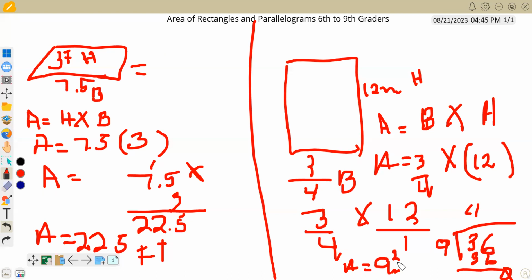I want you to keep something in mind. We must understand the difference between a rectangle and a parallelogram for us to do our right equations. It's very simple. We need to find out the values of what they're asking us.